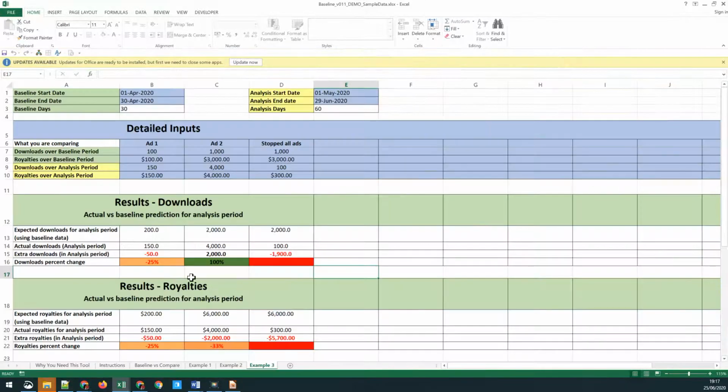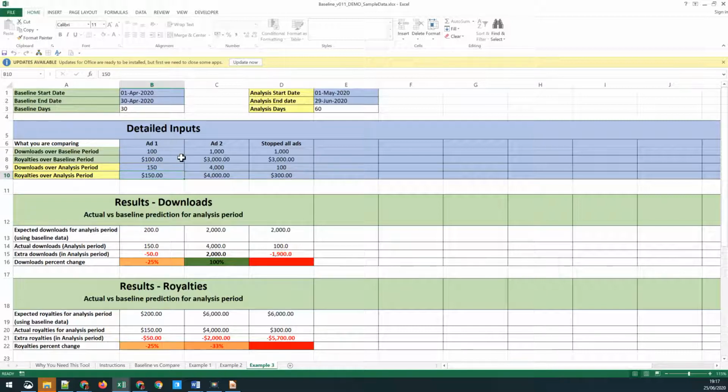We also have the baseline tool. Now this is a very simple tool. All you're entering here is what you're comparing. So I'm saying ad 1, ad 2, and having stopped all ads. And up here you say what your baseline period is. So in this case we're saying it's 30 days from the 1st of April to the 30th of April. And this one it's 60 days for the analysis period. So this is your baseline period before you ran your ad, and this is the period during which you ran your ad. And you can see it's over a different number of days. So originally you had 100 downloads, and then you had 150, and you earned $100, and you earned 150.